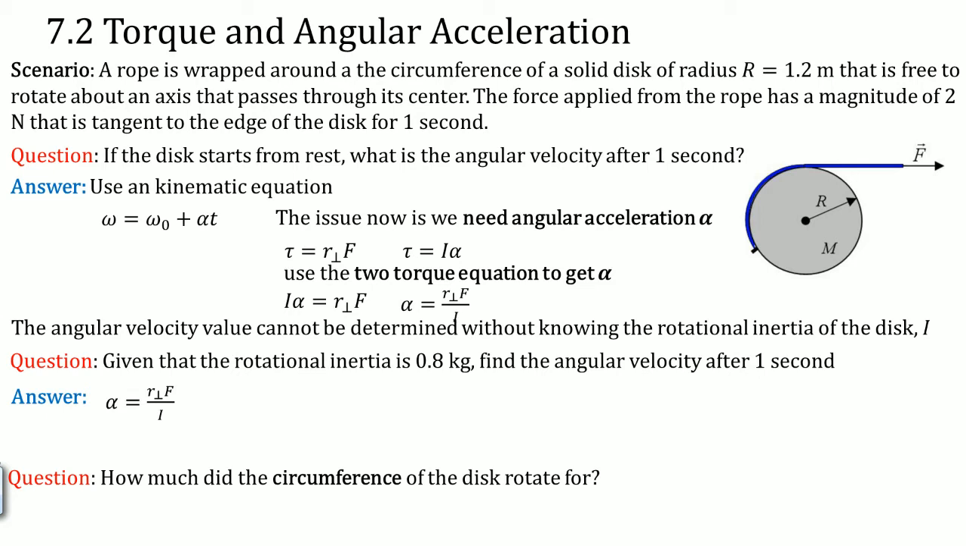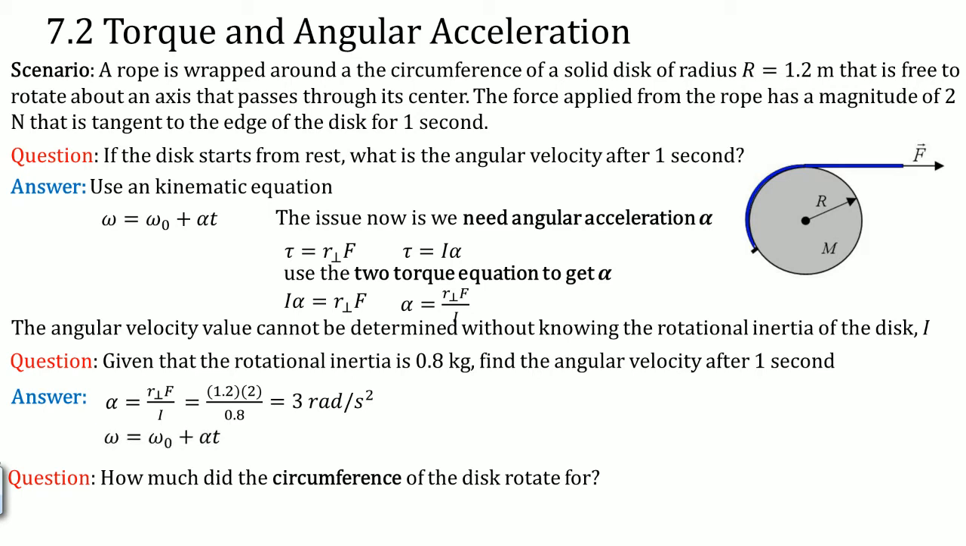So now that we have rotational inertia, we can actually plug it in to this equation to get the angular acceleration alpha. Plug it in, 1.2 is the radius, 2 was the force, rotational inertia is 0.8. Now you get a value for it. The unit for angular acceleration is rads per second squared, which is 3 in this case.